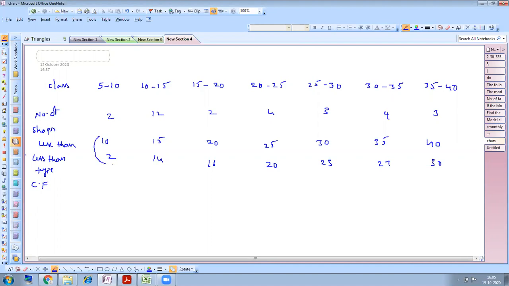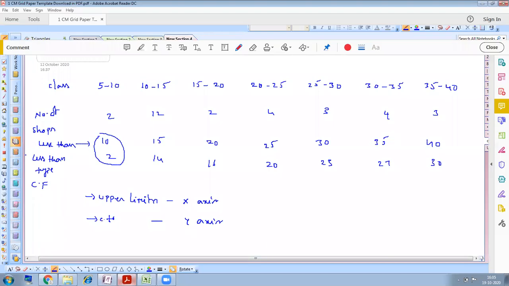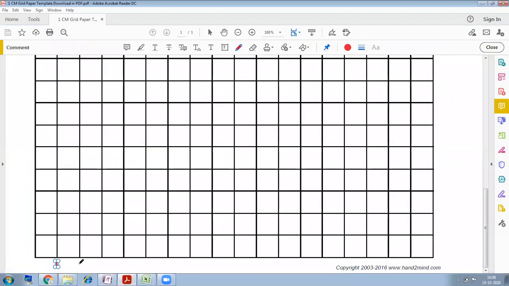Now, these are called upper limits. I'm taking the upper limits as the x coordinate, x-axis, and cumulative frequency as the y-axis. If I'm drawing a graph, it will give a graph. So the first coordinate is how much? 10, 2. Suppose I'm taking each centimeter as 10: 20, 30, 40, 50, 60, 70, 80, 90, 100.